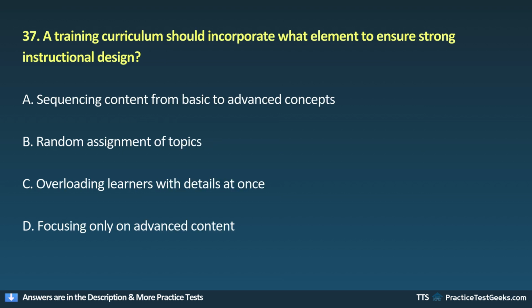37. A training curriculum should incorporate what element to ensure strong instructional design? A. Sequencing content from basic to advanced concepts. B. Random assignment of topics. C. Overloading learners with details at once. D. Focusing only on advanced content.